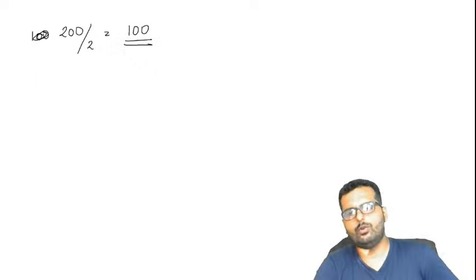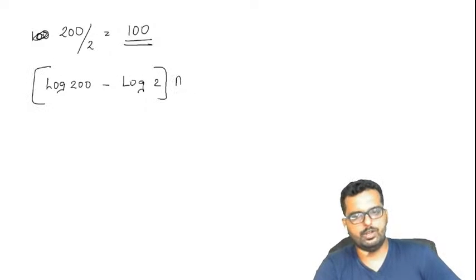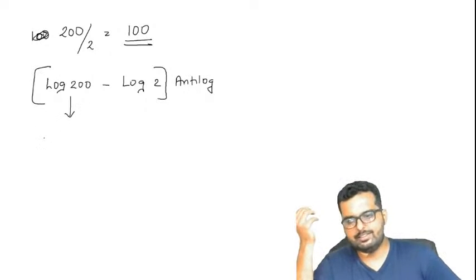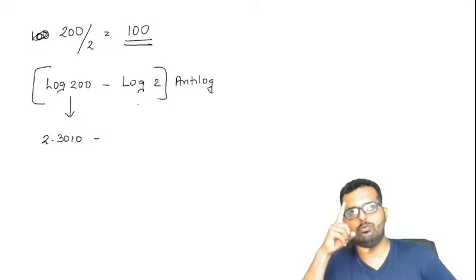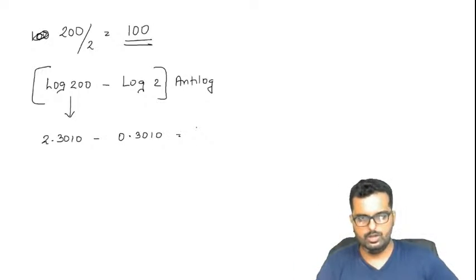100. This, if you want to do in log, you can do it in this way: log 200 minus log 2. After doing this, we are supposed to take the anti-log. Log 200, how many digits are there? 3. So the characteristic will be 2, and 2.3010 will be the value. Am I right? Minus log 2, one digit, will be 0.3010. If you do this, do I get the answer as 2?